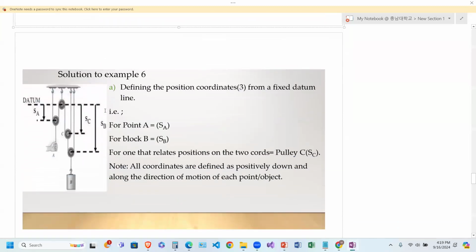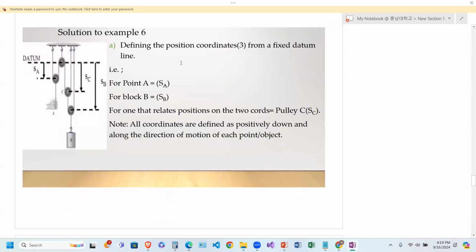So now what we are going to do, for example, is define the position coordinates from the fixed datum. First of all, we are going to draw a datum, our starting point, and from that starting point, it can give us a lead. So from here, we see that this is our starting point right here. This is our datum, and then we can define the distance. This is SA because of the point A. We can also determine our distance from the datum to the point B, which is our SB.